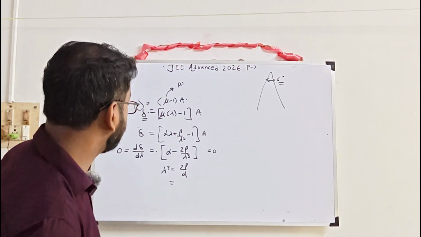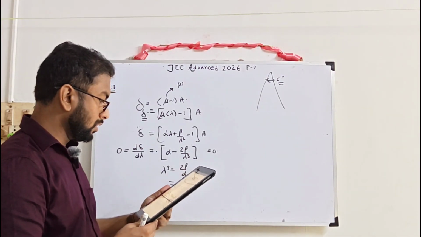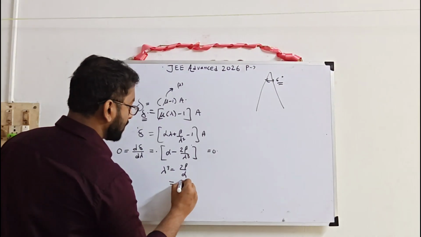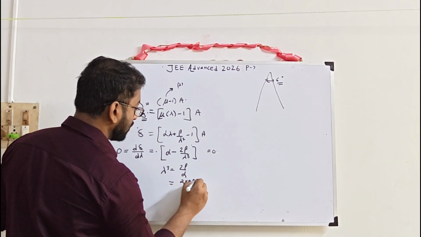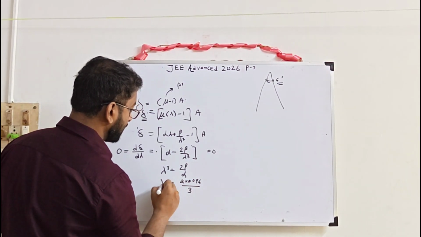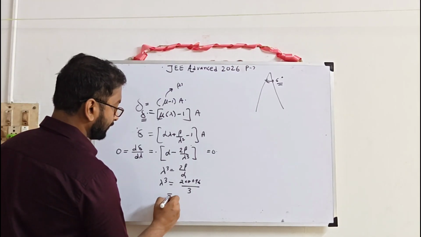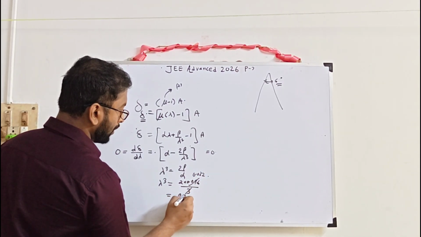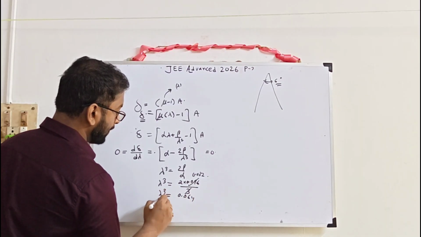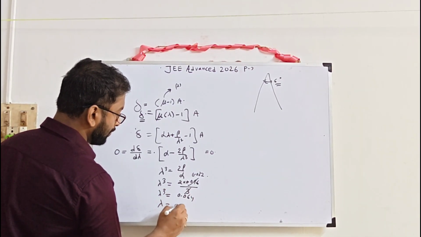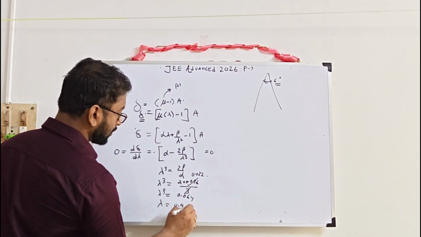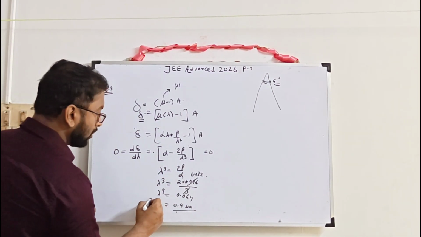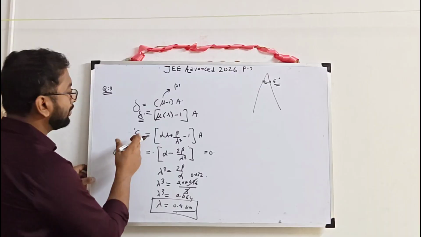Now the values of beta and alpha we will put from the question. Beta value is 0.096 and alpha value is 3, so 2 times 0.096 by 3 is equal to lambda cube, that is 0.064 equal to lambda cube. So lambda is becoming 0.4 micrometer. So for this value of lambda we'll get the minimum deviation.